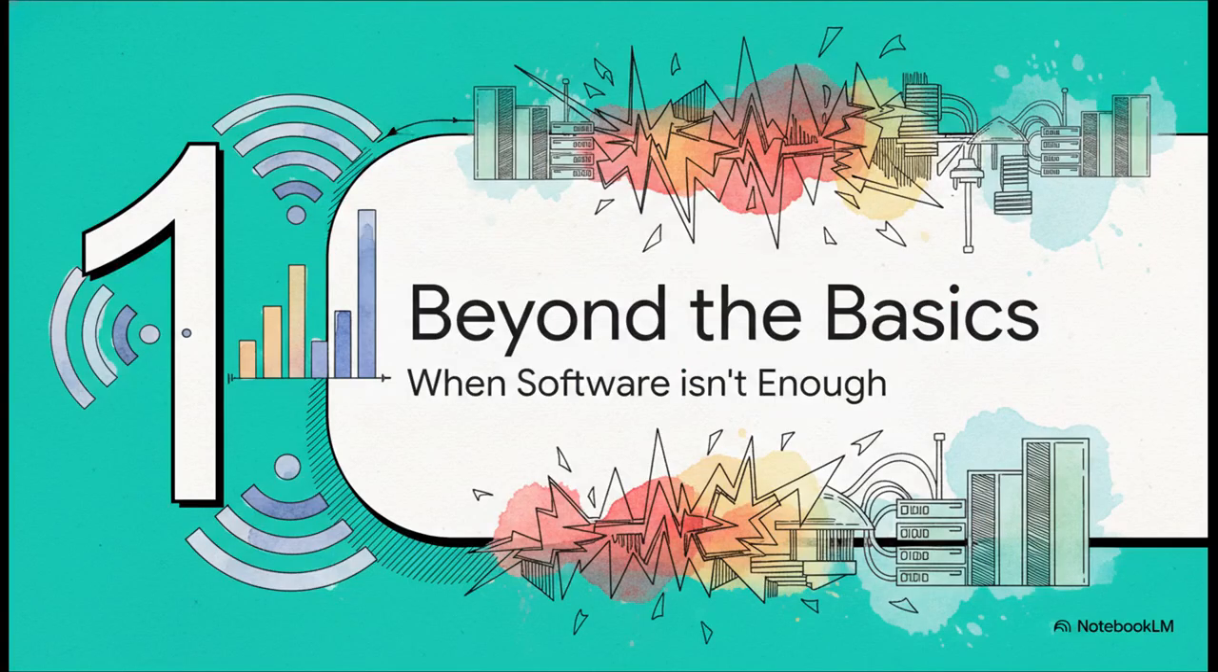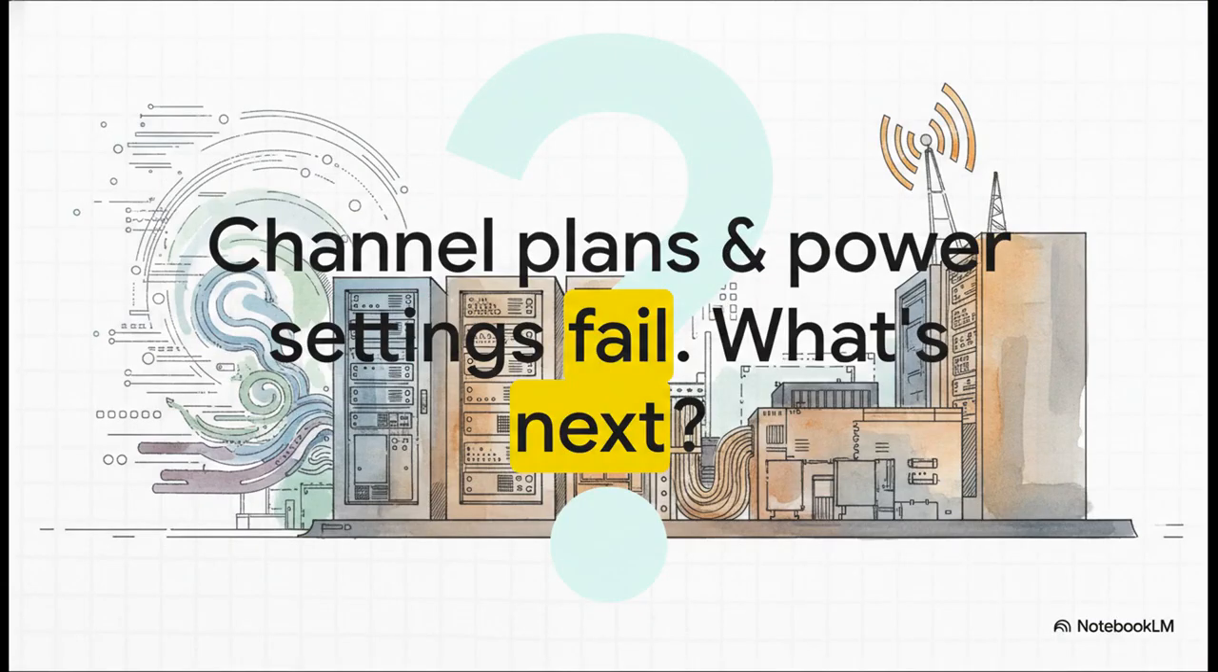All right, let's set the scene. You've done everything by the book, right? You've optimized your channels, you've managed power levels, all the stuff we covered back in Chapter 6. But you're still dealing with those frustrating interference issues. So what's the next move? And that right there, that's the big question this chapter answers. When you've maxed out what the software can do for you, where do you turn?